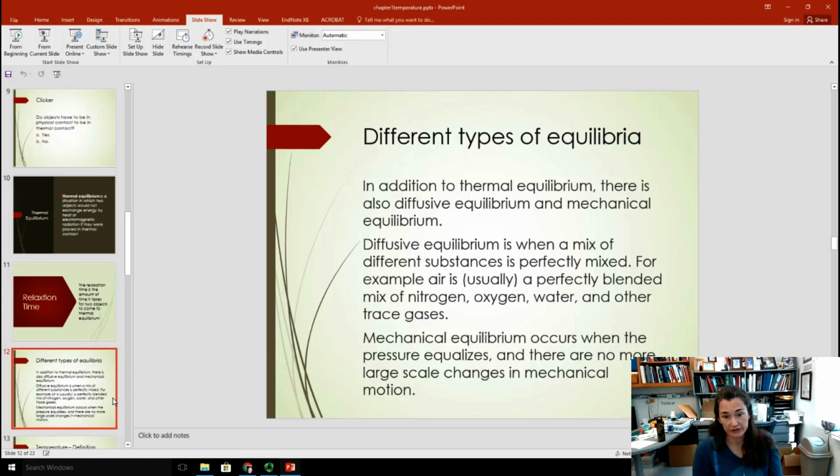You also have mechanical equilibrium, and this occurs when the pressure equalizes. If things are not in mechanical equilibrium, then you can get big physical deformations. For example, if I placed a balloon inside a vacuum chamber, then the balloon would expand out, so it would cause a mechanical change in the balloon. But if the balloon pops eventually, then the chamber will come to mechanical equilibrium. No more gross motion, and the pressure will equalize.